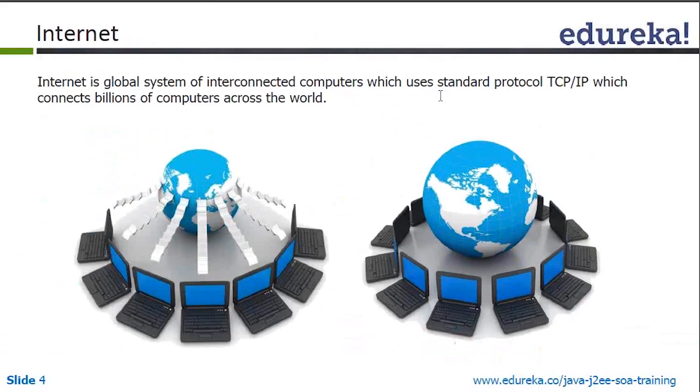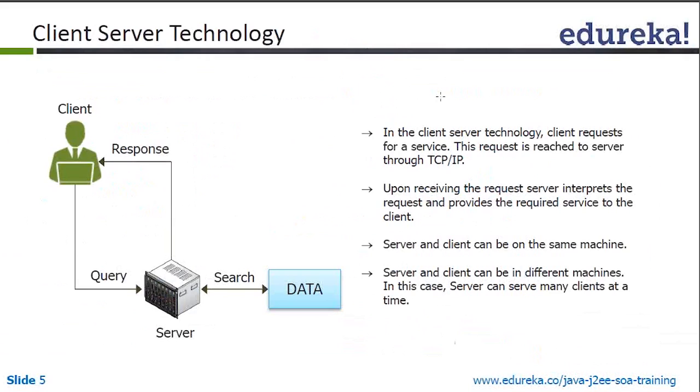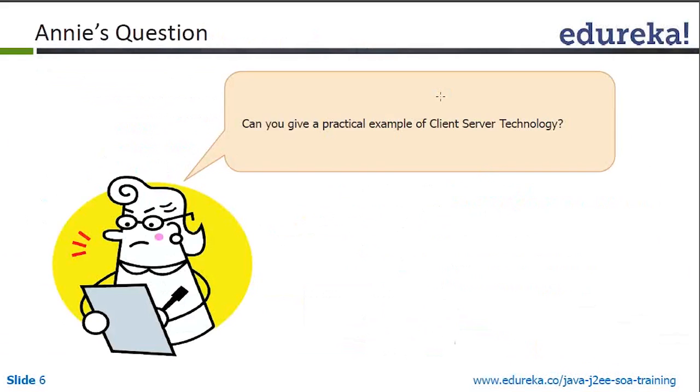You all know that the internet basically uses the TCP/IP protocol, right? In client-server technology, the client sends the request to the server. The server, if it has the data, processes it. Otherwise, it looks for the required data in the database and responds back to the client. The server will perform the necessary processing and respond back to the client. This is client-server technology.